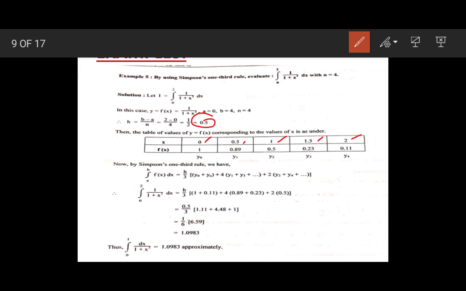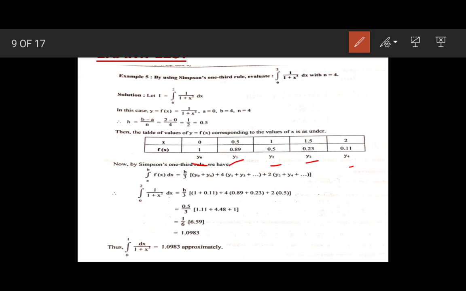Now f of x or y values. So y is equal to 1 upon 1 plus x square. So when x is 0, then y will be 1. When x is 0.5, then y will be 0.89. When x is 1, then y will be 0.5. When x is 1.5, then 1 upon 1 plus 1.5 whole square, so that will be 0.23. When x is 2, then this will be 1 upon 5 means 0.11. Now next step is we write y0, y1, y2, y3, y4.